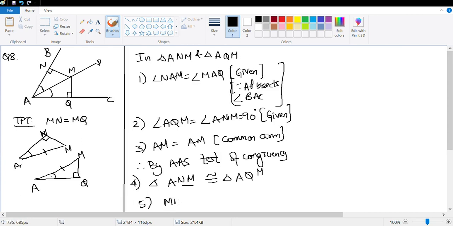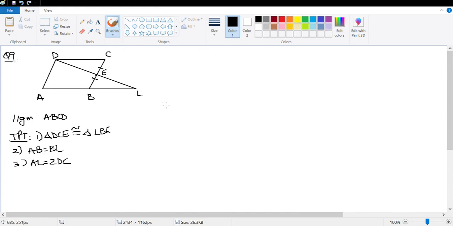Therefore, MN is equal to MQ. This is CPCTC. Done. Let's look at the next question, question number 9. Let's look at question number 9.